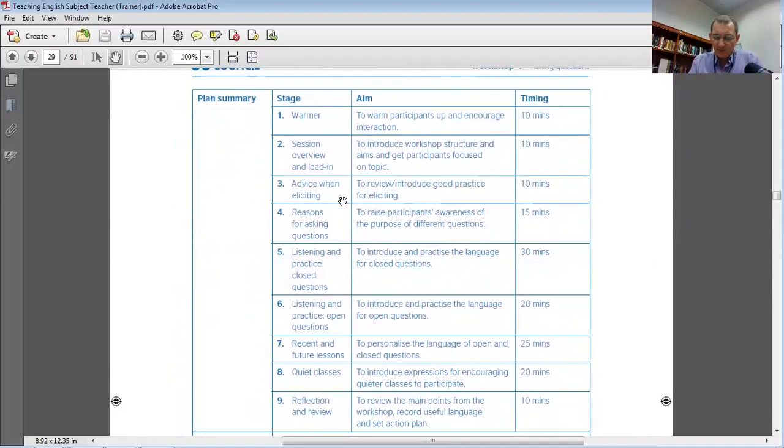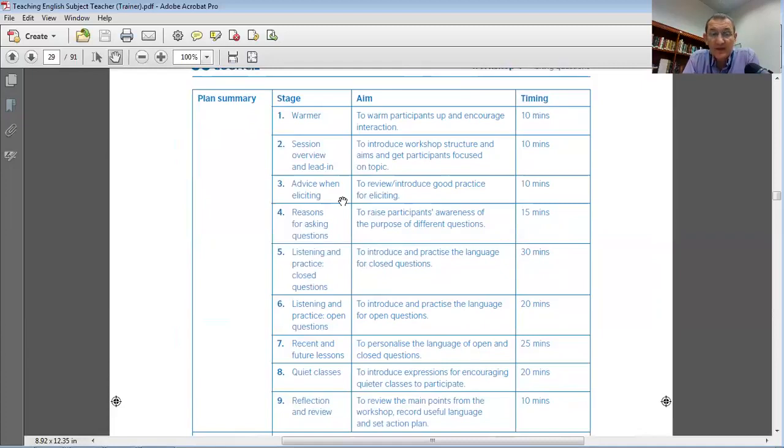This session starts with a warmer, as ever. This warmer, we commonly call it back to the board. It's a lot of fun. It can get quite noisy. So one participant sits at the front with his or her back to the board. The rest of the class or the group have to try to get him or her to say what is written on the board, a word or phrase that he or she can't see. So it's a lot of fun, but it can be very noisy. I warn you now.